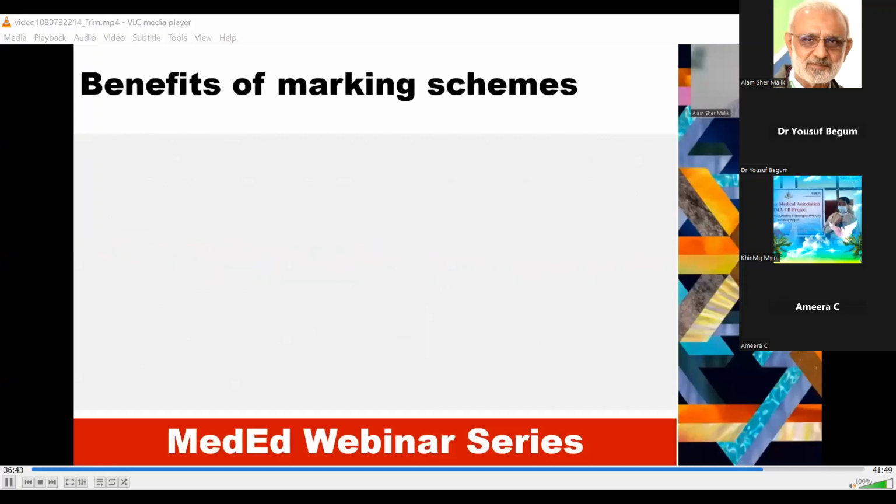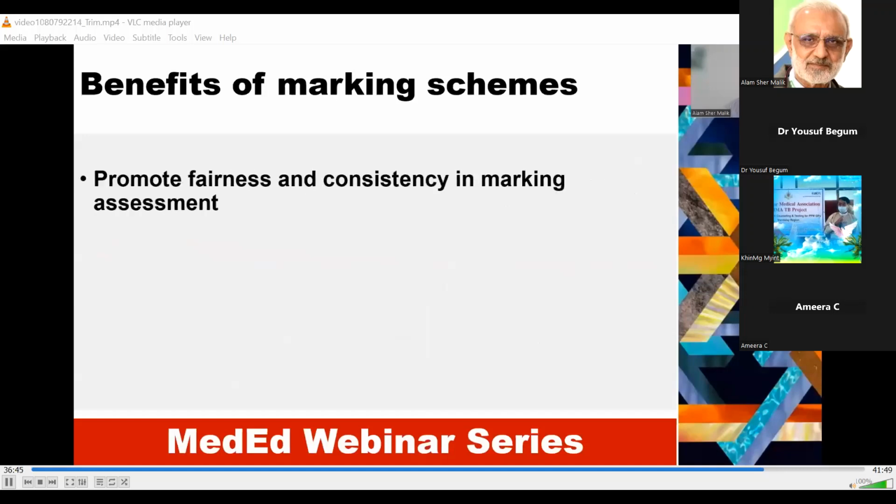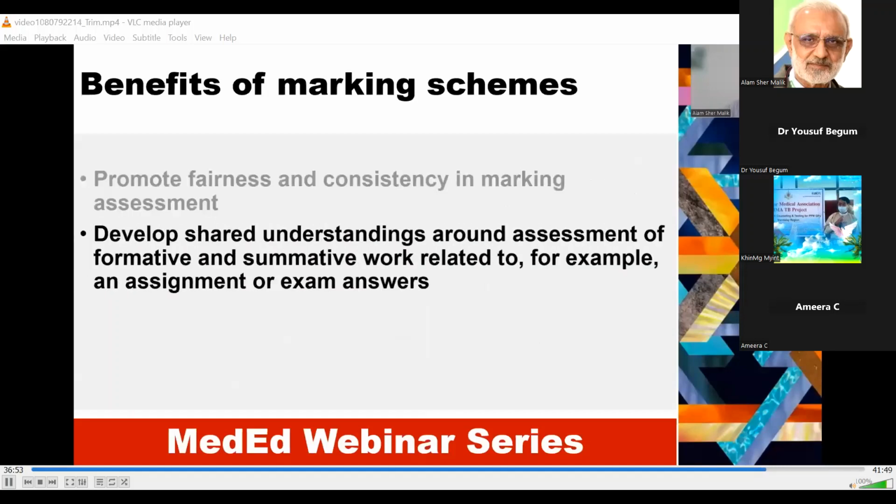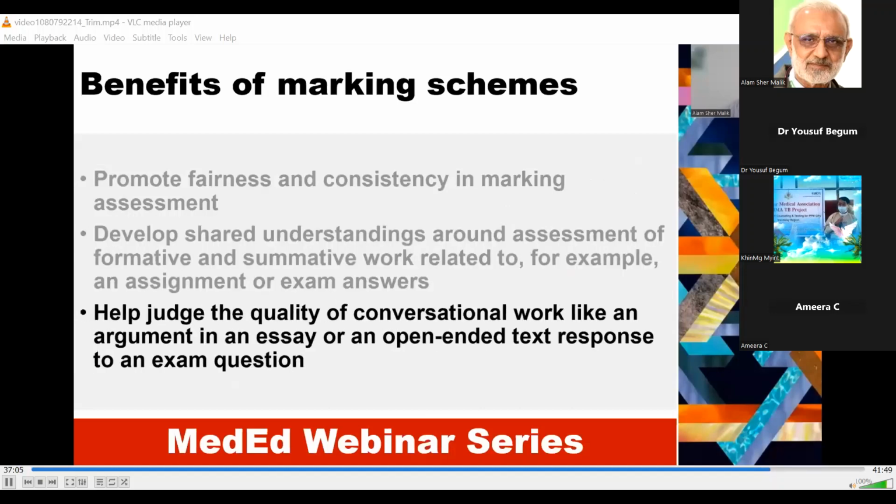There are a number of benefits of marking schemes. They promote fairness and consistency in marking assessment, and develop shared understanding around assessment of formative and summative work related to, for example, an assignment or exam answers. They help judge the quality of conversational work, like an argument in an essay or an open-ended text response to an exam question.